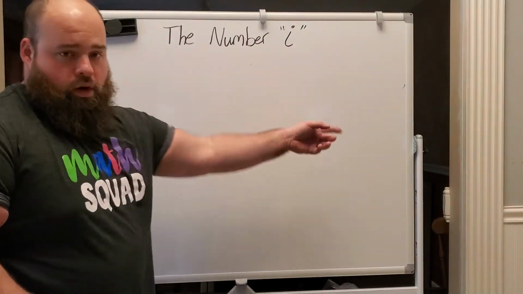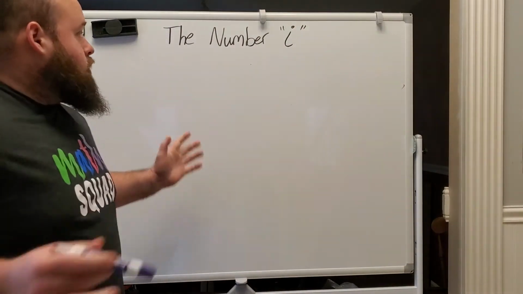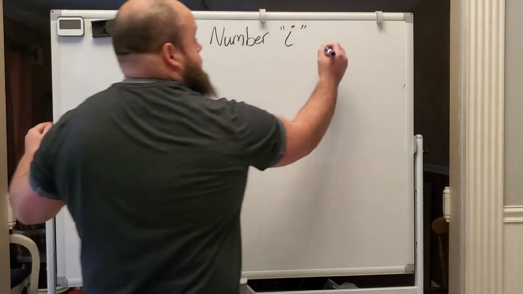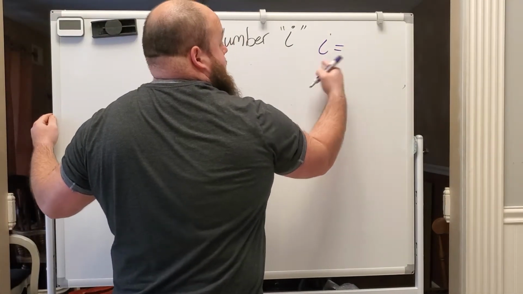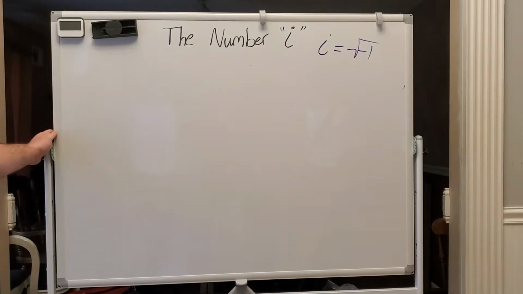We're going to start with the number i. Just very basic for today. First thing you need to know is what exactly is the number i? Well, in math, the number i would just be the square root of -1, okay?